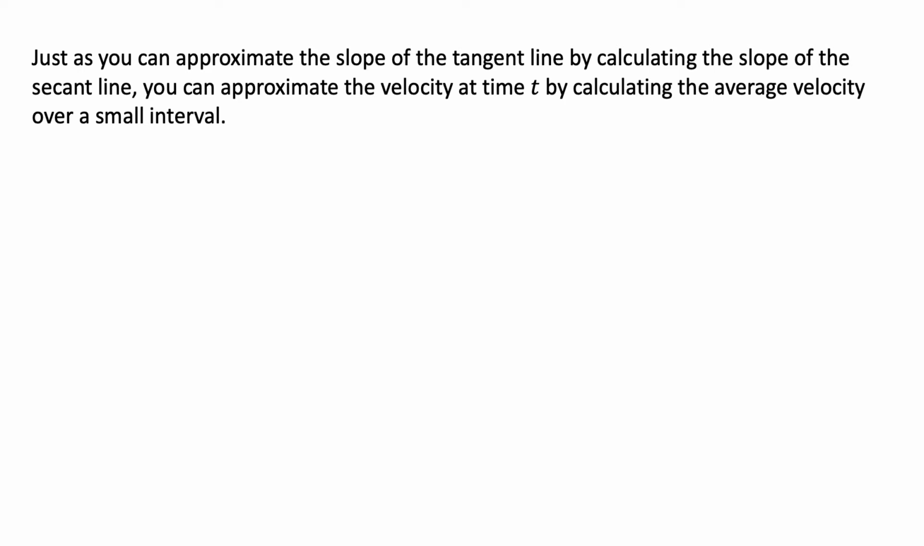In the first example, we were looking at the average velocity over intervals that were getting smaller and smaller, but what if we wanted to look at the velocity not on an interval but at a specific instance? Just as we can approximate the slope of a tangent line by calculating the slope of a secant line, we can also approximate the velocity at time t by calculating the average velocity over a small interval.